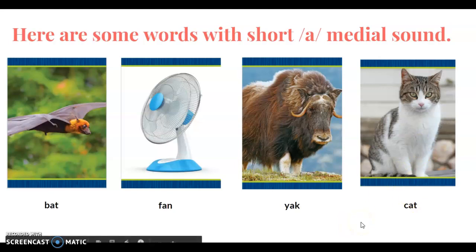K-at, cat. So sometimes the short A sounds like this, ah. And sometimes the short A sounds like this, ah. In these words, the short A sound is ah, as in apple. So I'm going to repeat these again and listen for the short A sound in the middle that sounds like ah. Bat, fan, yak, cat. All of those have the short A medial sound.